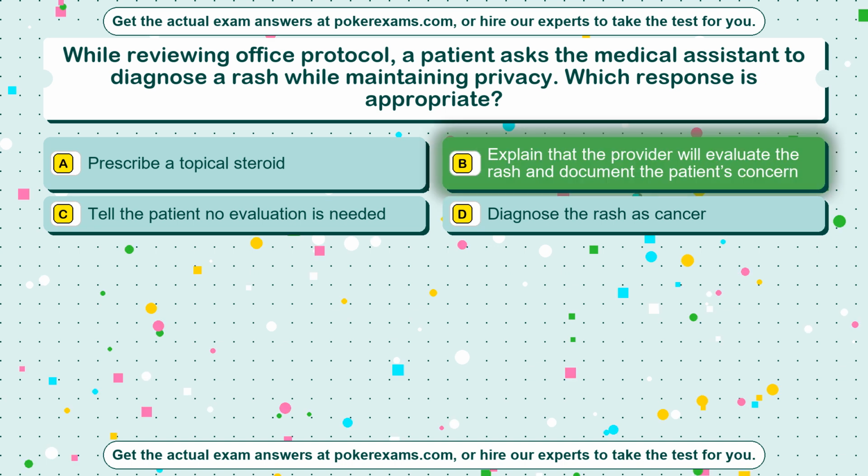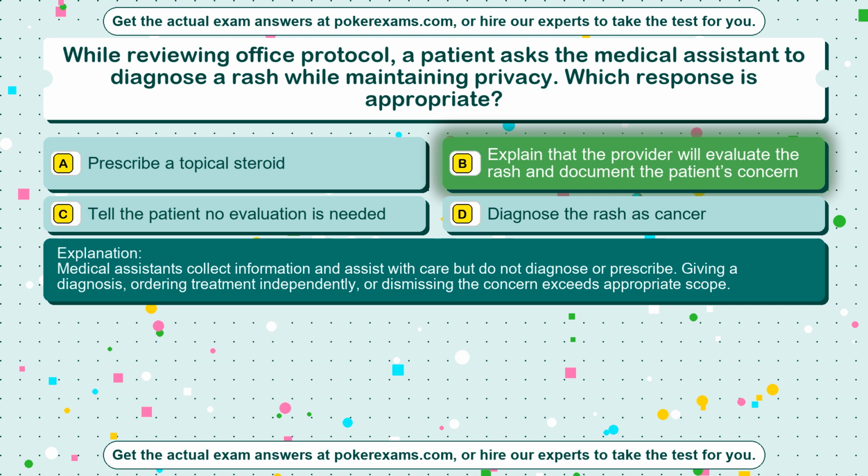The correct answer is option B, explain that the provider will evaluate the rash and document the patient's concern. Medical assistants collect information and assist with care but do not diagnose or prescribe.